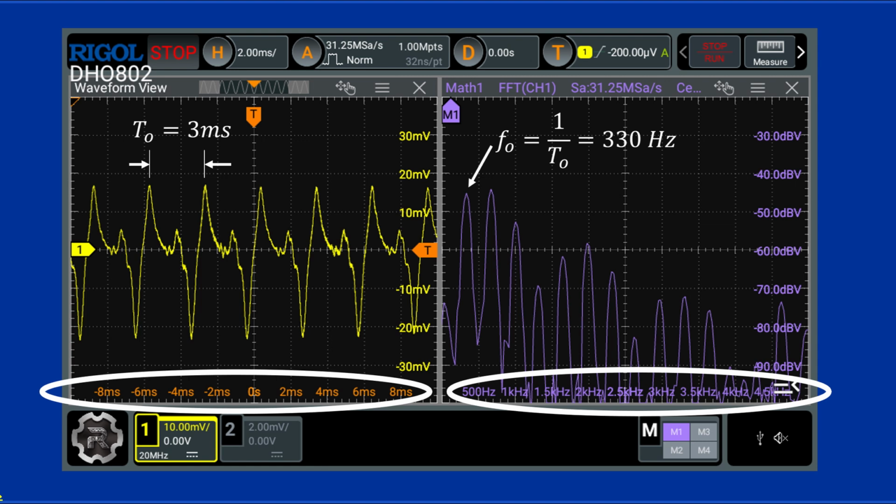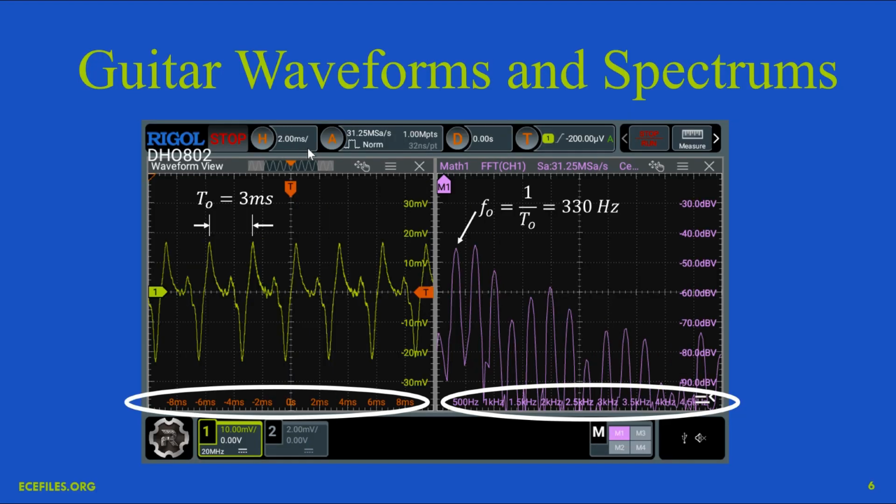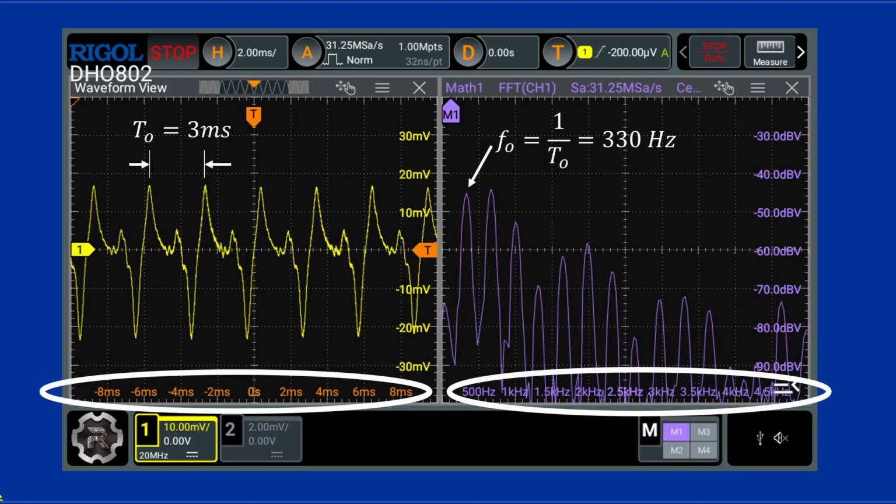This scope is set on 2 milliseconds per division for the waveform, and so this is 1.5 divisions between the peaks, and so that's 3 milliseconds. And we call that T0, the period of the waveform. On the right-hand side, I'm using the fast Fourier transform in this oscilloscope to look at what we call the frequency content. And we're going to get into that a lot today, so don't worry if that doesn't immediately evoke all kinds of knowledge.